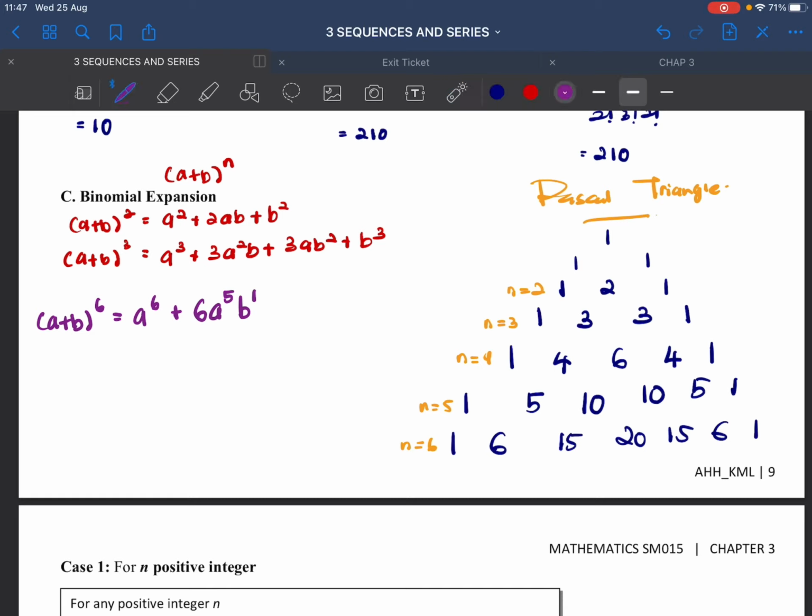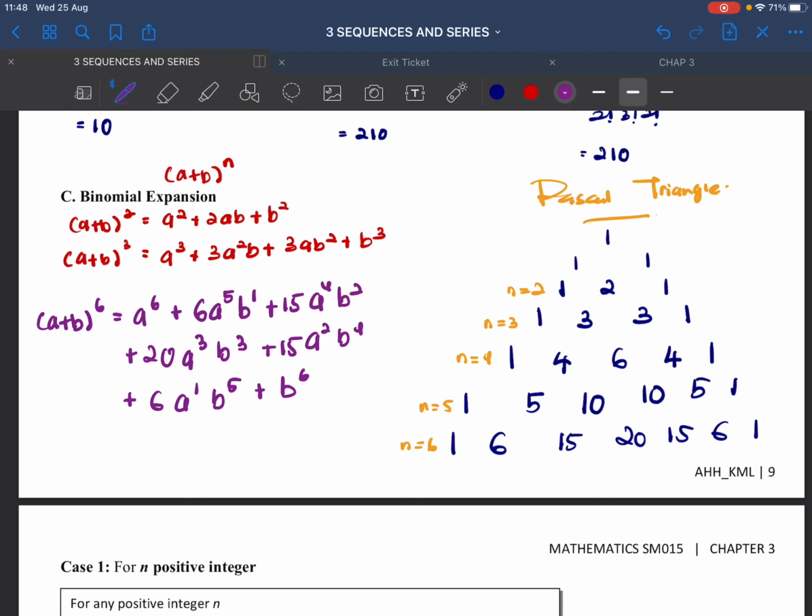So, next we will have plus 15A^4B^2 plus, the next coefficient is 20A^3B^3 plus 15A^2B^4 plus 6A^1B^5, and the last one, the coefficient is 1, A power 0, B to the power of 6. Okay, so that is how we do binomial expansion by using Pascal triangle.